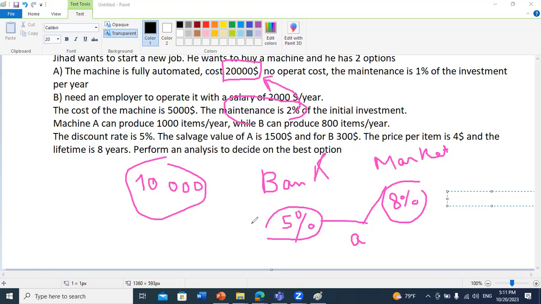So after 1 year, if the interest I should pay to the bank is 5%, I should have a larger gain in order to compensate for the rate that I should pay. So this is the idea. Whenever I have this, it is called the cost of capital.